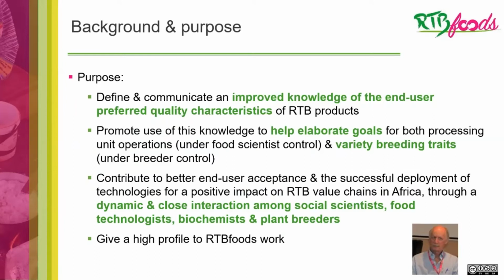The main purpose of this publication, as described in the journal's call for papers, was threefold: to define and communicate an improved knowledge of the end-user preferred quality characteristics of RTB products, to promote use of this knowledge to help elaborate goals for both processing unit operations, which are under food scientist control, and variety traits, which are under breeder control, and finally, to contribute to better end-user acceptance and the successful deployment of technologies for a positive impact on RTB value chains in Africa through a dynamic and close interaction among social scientists, food technologists, biochemists, and plant breeders.